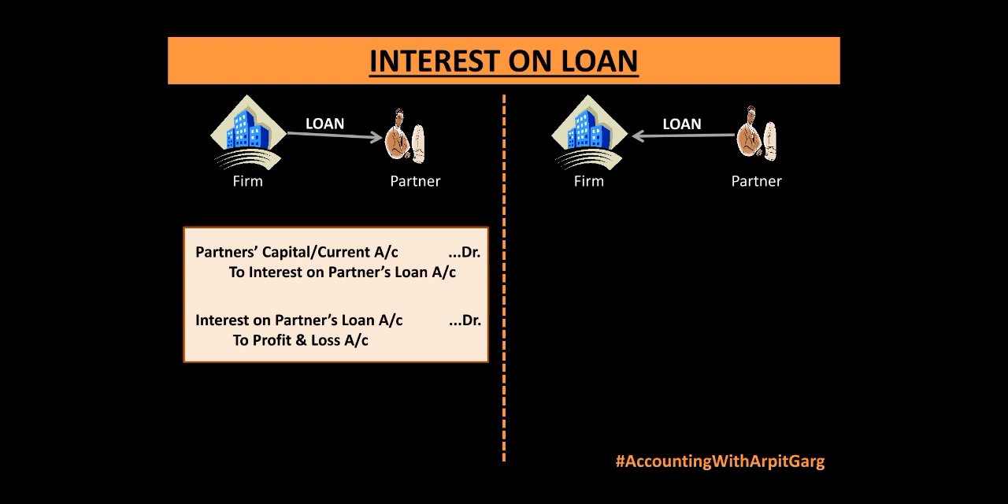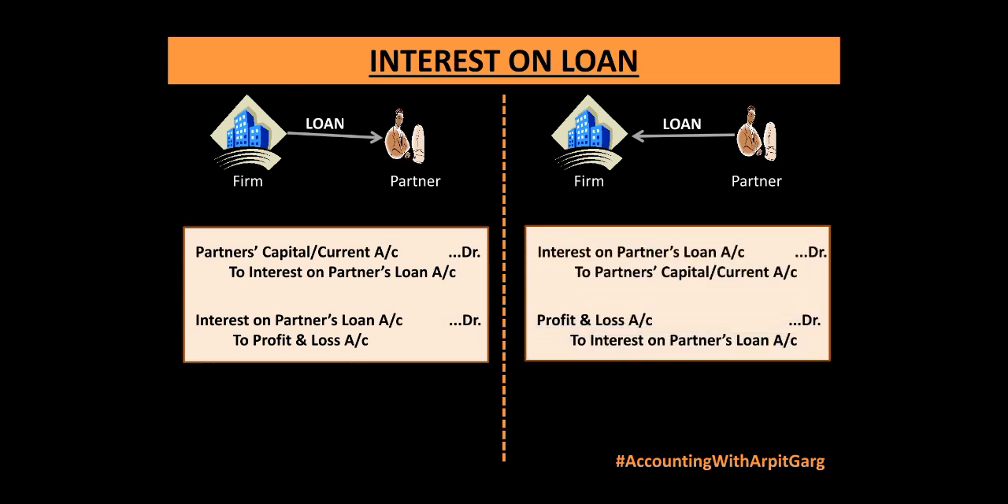Now, when we are taking a loan from the partner, then we must pay him interest. So here the interest will be an expense for us. So the concept applied here is all expenses and losses are debited. So our entry comes as interest on partner's loan account debit to partner's capital and current account, and closing entry, profit and loss account debit to interest on partner's loan account.